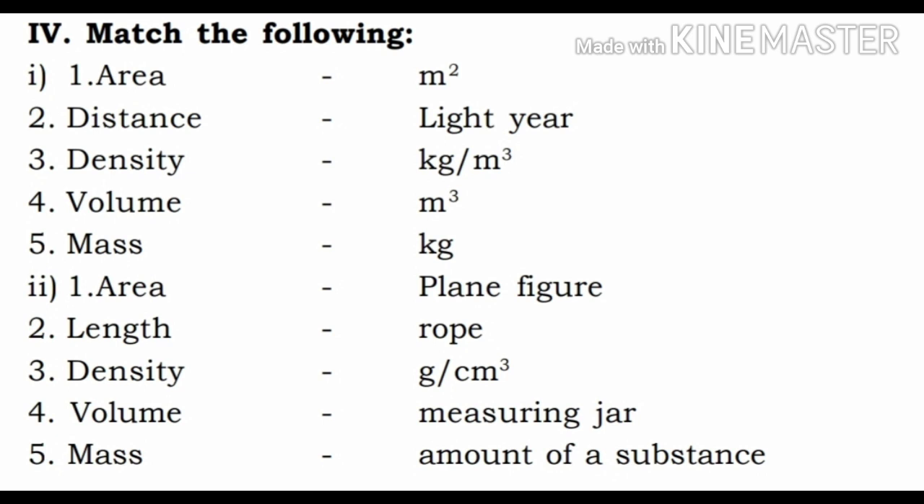Third one, density: gram per centimeter cube. The unit of density in CGS is gram per centimeter cube. Then the fourth one, volume: measuring jar. Usually the volume of liquids is measured using a measuring jar. Fifth one, mass: amount of a substance.